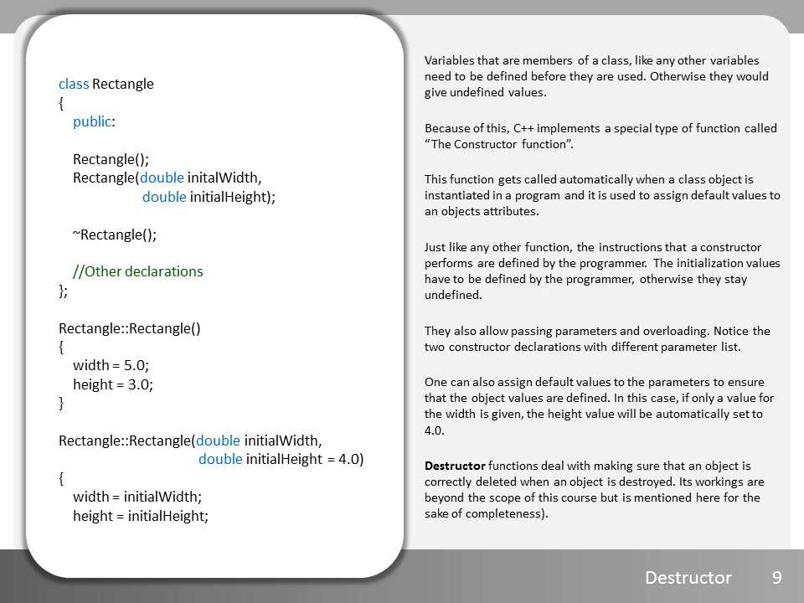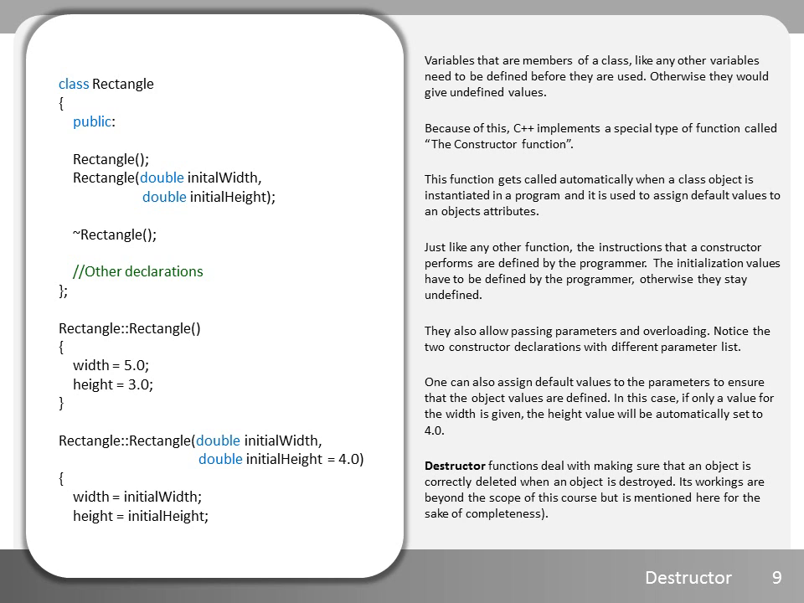Just like any other function, the instructions that a constructor performs are defined by the programmer. The initialization values have to be defined by the programmer, otherwise they stay undefined. They also allow passing parameters and overloading. Notice the two constructor declarations with different parameter lists. One can also assign default values to the parameters to ensure that the object values are defined. In this case, if only a value for the width is given, the height value will be automatically set to 4.0.